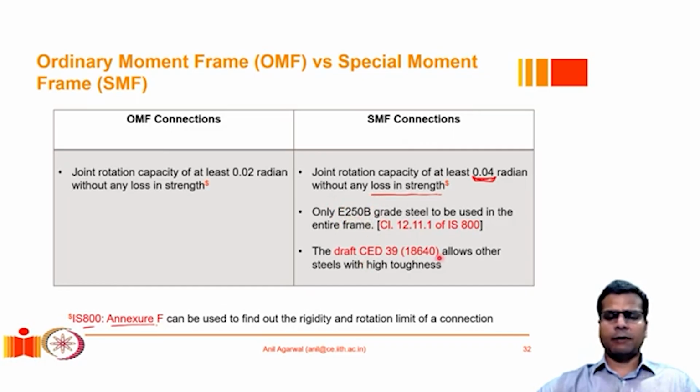However, in the revised code, there is now an allowance to use even higher grade steel, that is even E350 and so on can be used, but they should still have a certain amount of high toughness. So the high toughness requirement is not relaxed, but the strength can be higher, and accordingly the other neighboring members can be designed.